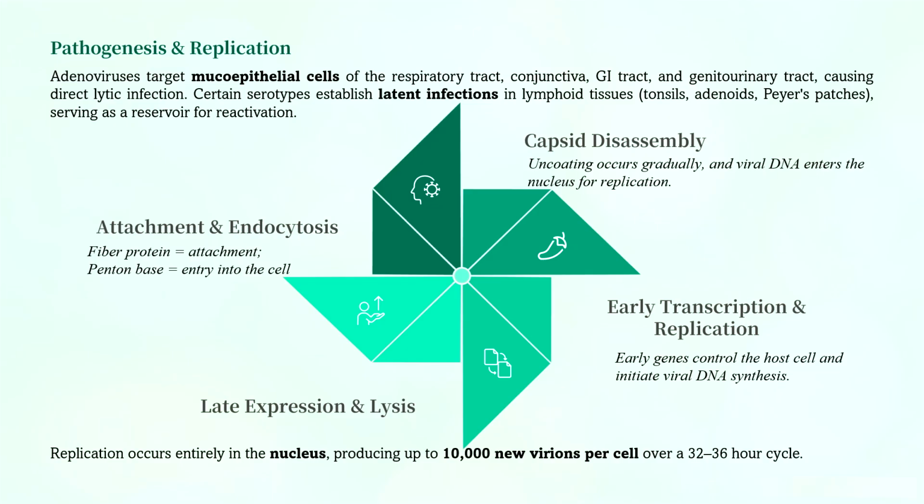Next is capsid disassembly, where inside the endosome, acidification causes partial disassembly of the viral capsid. Protein 6 helps rupture the endosomal membrane, allowing the partially uncoated virus to escape into the cytoplasm. The viral particle is transported along microtubules to the nuclear pore complex. At the nuclear pore, the capsid completely disassembles, releasing the linear double-stranded DNA into the nucleus.